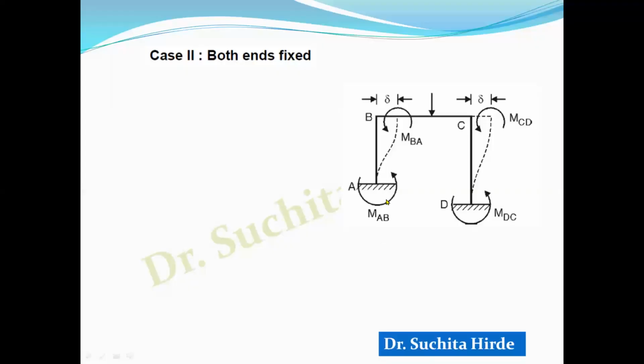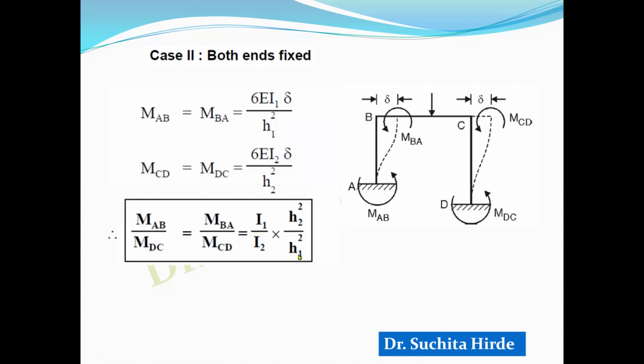Next case is when both ends are fixed. When both ends are fixed, moments are developed at the top as well as at the bottom. So here we get MAB or MBA equal to 6EI delta upon H1 square and 6EI delta upon H2 square. These are the standard formulae. From this we can calculate the proportion of MAB upon MDC, that is MAB upon MDC is I1 upon I2 into H2 square upon H1 square.